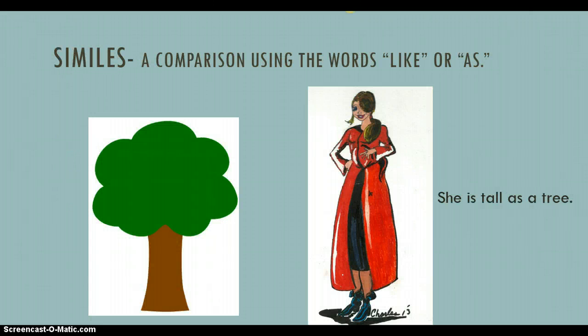Similes are usually a comparison using the words like or as. In this picture, we are comparing a tree and a woman. The simile is, she is tall as a tree. We're referring to the woman's height and comparing it to the tree.